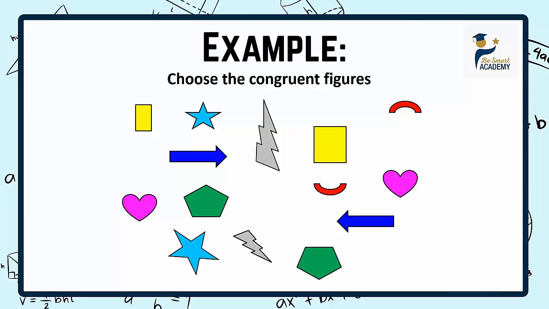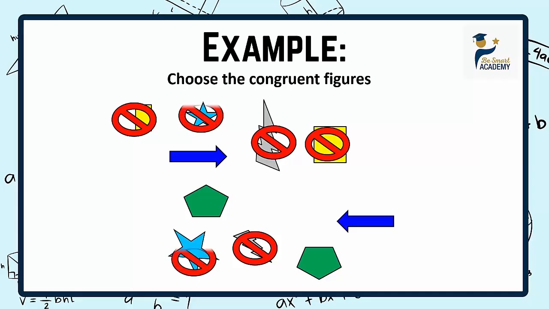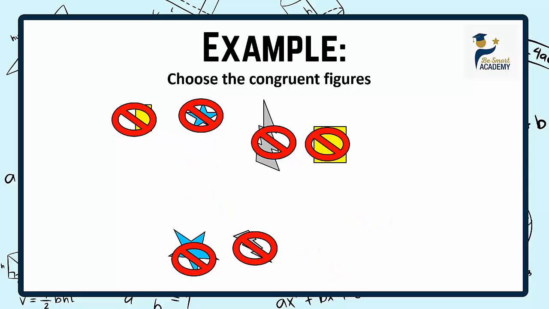In this example, we have to choose the figures that are congruent. Starting with this, those two have the same shape but not the same size, so they are not congruent. The hearts, for example, have the same shape and size. Similarly for the arcs. The rectangles do not have the same size, so they are not congruent. The stars also, and the remaining two, the arrows, have the same shape and size even though they do not have the same orientation. Similarly for the final figure.